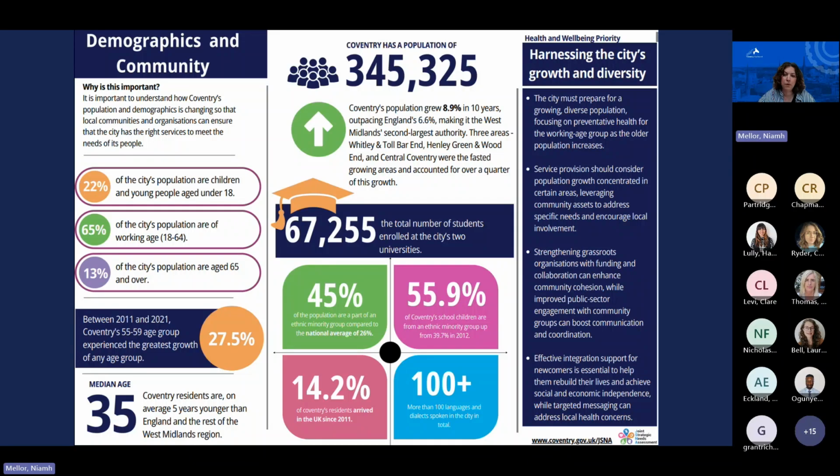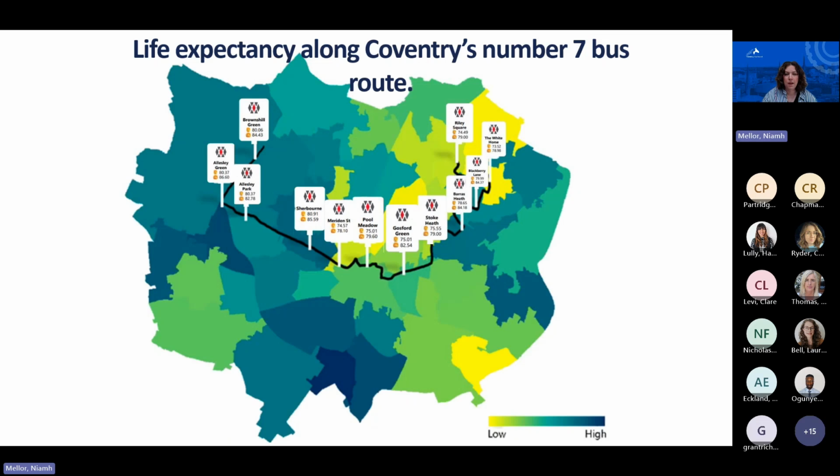And finally, what I want to touch upon is the health disparities between the areas. So it's stark. Life expectancy across Coventry can vary up to 10.7 years for males and 7.8 years for females. And just to kind of visualize that a little bit, I've got a map here of Coventry's number 7 bus route. So Coventry number 7 bus route runs from Brownshill Green over here in the northwest and Bell Green over here in the northeast of the city, and it crosses some of the city's most affluent areas as well as the most deprived areas.